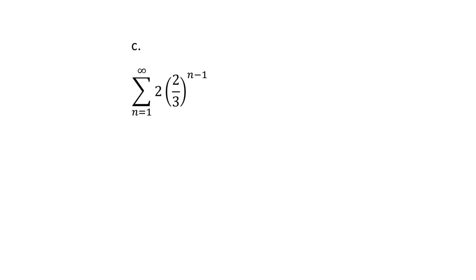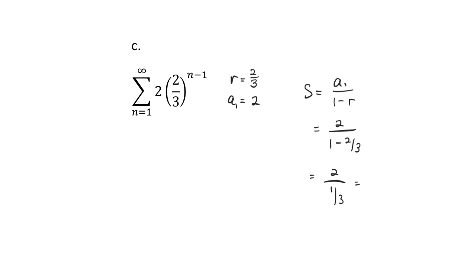It's less than 1. So R is equal to 2/3, and the first term is equal to 2. So the formula for the infinite sum is first term divided by 1 minus R. So this is 2 divided by 1 minus 2/3. So that's 2 divided by 1/3, which is 6.